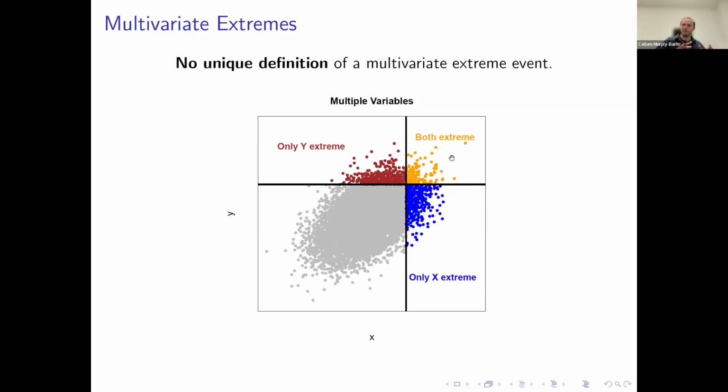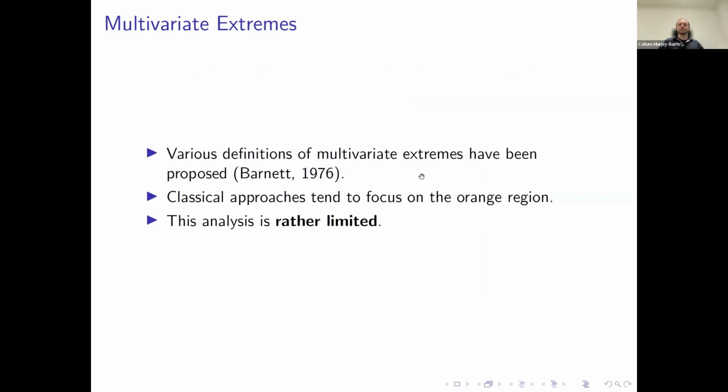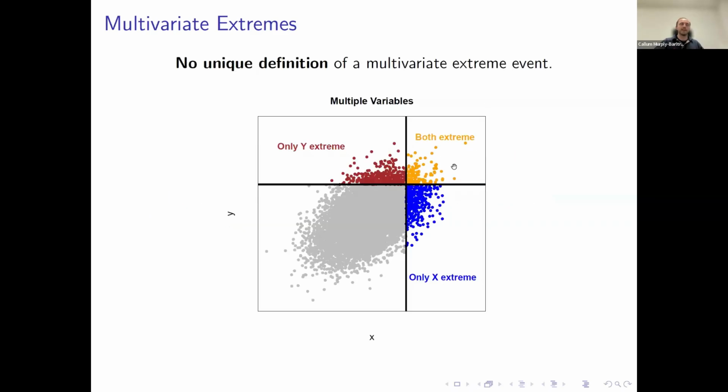How we define what we mean by a joint extreme, there's no easy answer. There's no ordering here. You can't say that this point is bigger than this point, because you've got two variables rather than just one. There are different definitions out there. I always say it's a philosophical question rather than a mathematical question. But the classical approaches within multivariate extreme value theory tend to focus on that orange region, on modeling data here. If that's your interest, if that's where your application is, that's fine.